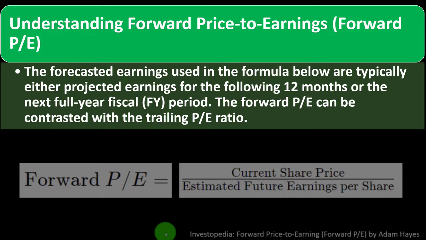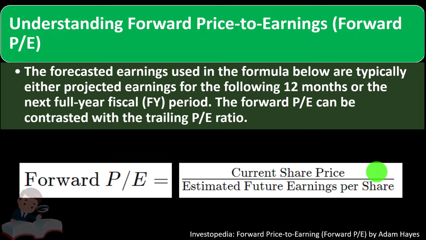So the forward PE can be contrasted with the trailing PE ratio. For the forward PE, we've got the current share price. So we're still using the share price at this point in time. That's going to be the market price determined by good old supply and demand. And then we've got that divided by the estimated future earnings per share. So instead of looking at the earnings per share based on the data that has already happened, we're calculating the future earnings per share.